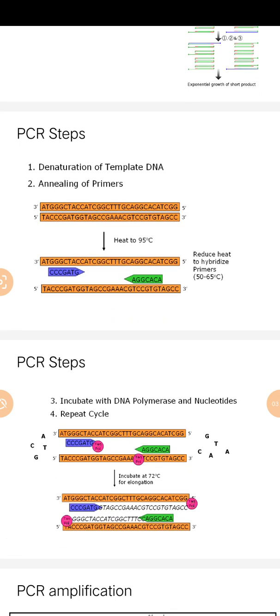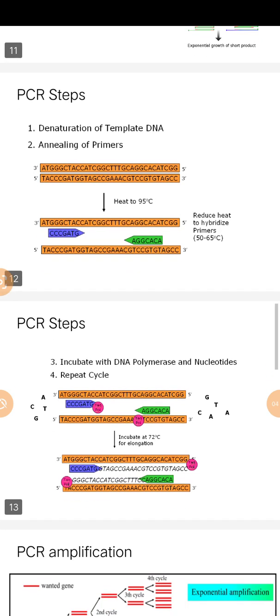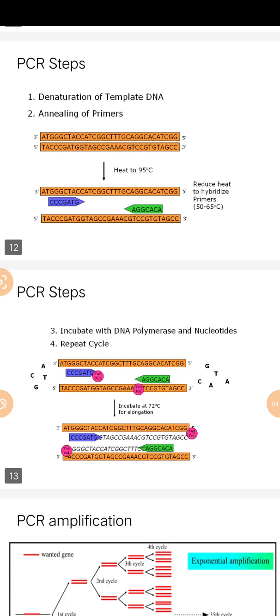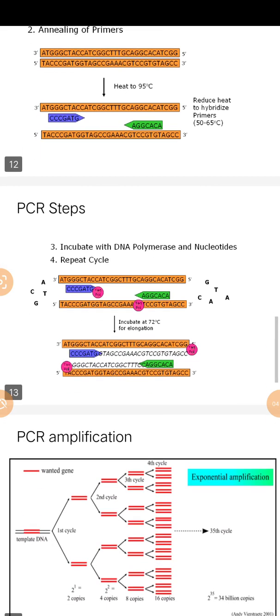In the first step, we perform denaturation of template DNA. Here you can see that there is a double stranded DNA which is converted into single stranded with the help of heat at 95 degrees Celsius. Here two strands are formed, the first is 3' to 5' and another one is 5' to 3'. The second step is annealing of primer. Primer is adhered at both the ends of DNA at 3'.